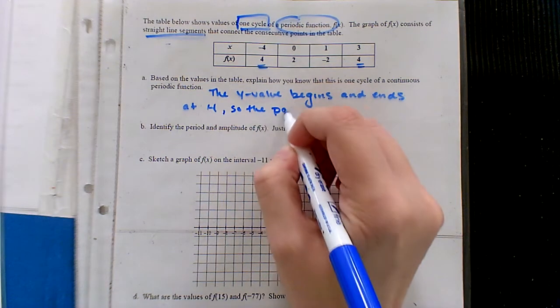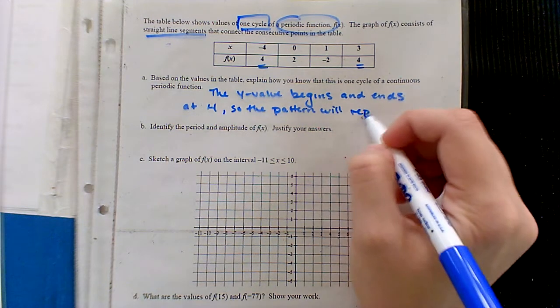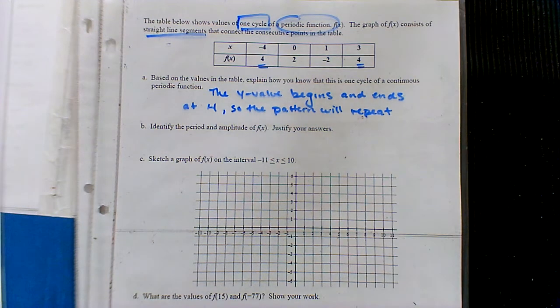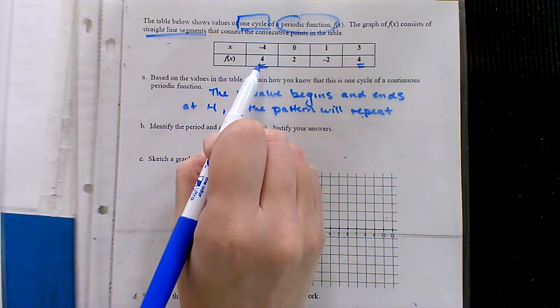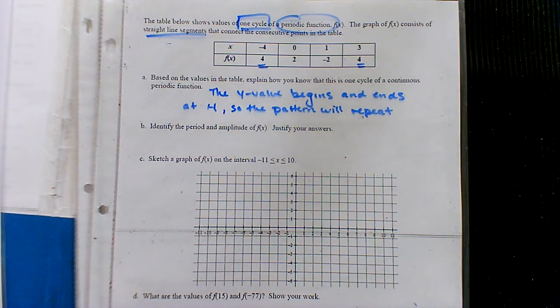So the pattern will repeat. If it began at 4 and ended at 5, there would be no way for the cycles to repeat themselves or match up, because the beginning point of the next one would not match up with the ending point of the previous one. There'd be a jump or a disconnect going on. So they're matching up perfectly.